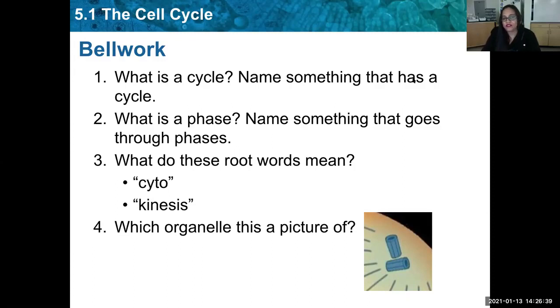And what is that organelle in the picture? It's one from chapter 3 that we went over. Centrioles, good, Angelina, good, Desiree. Yep, those are centrioles.